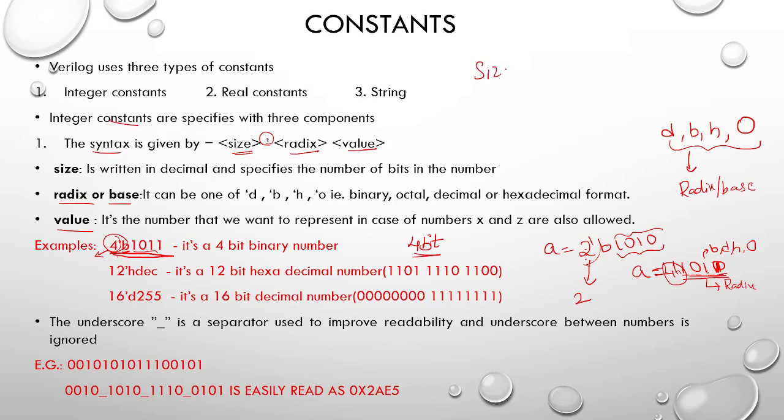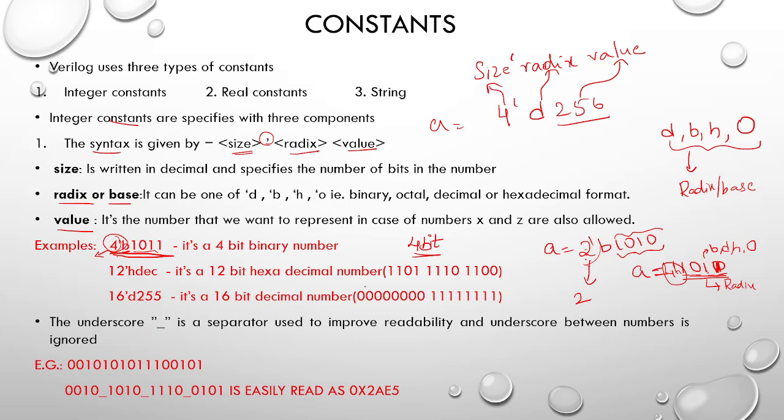It will be size, tick, radix and value. For example, if you want to assign some value, it should be in this way, like 4'd256. Now what is this? This 256 is the value, this d is the radix and this 4 is the size. So in this way you will represent a constant when you want to assign it to a particular variable.